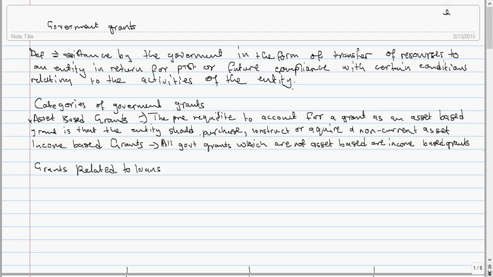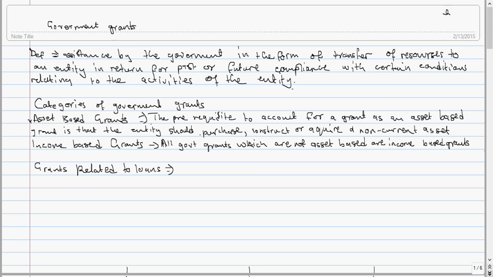And then under grants related to loans, we are saying the government can decide to give an entity loans which are below market rate, and in such a situation these loans should be treated in accordance with IAS 39, Financial Instruments Recognition and Measurement. So basically the loan is measured at fair value, and the difference between the initial carrying amount of the loan, that is the fair value, and the loan proceeds received from the government is the benefit received and is treated as a government grant.